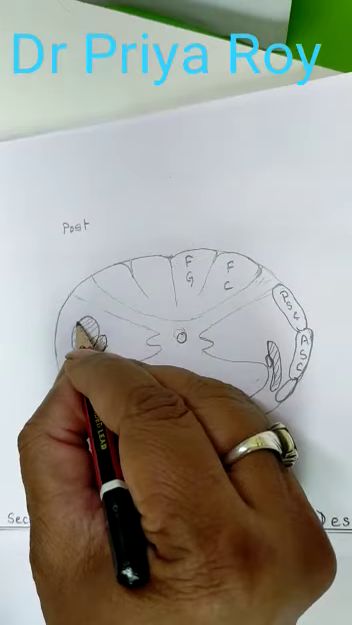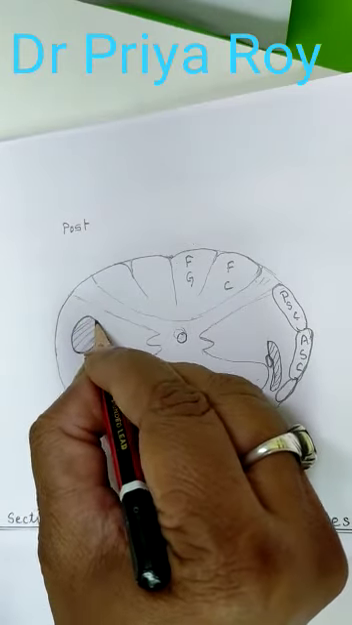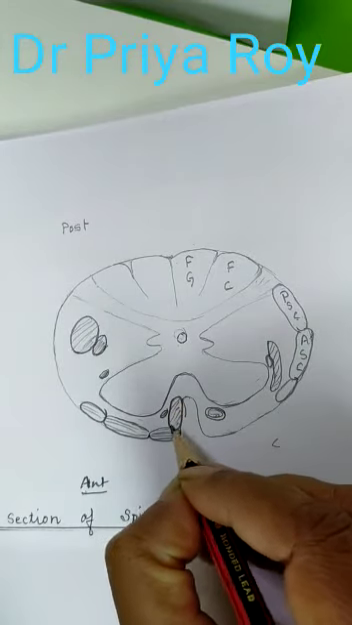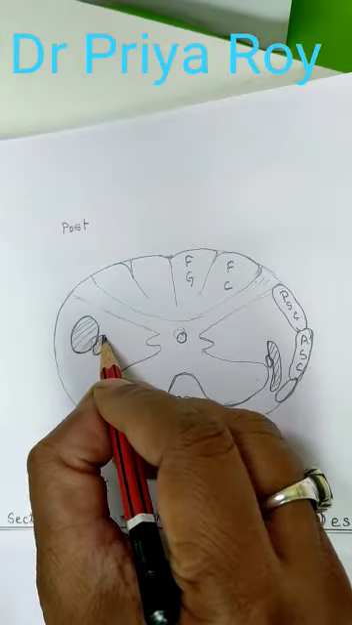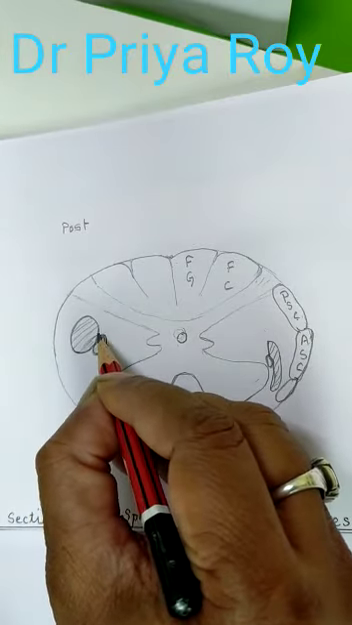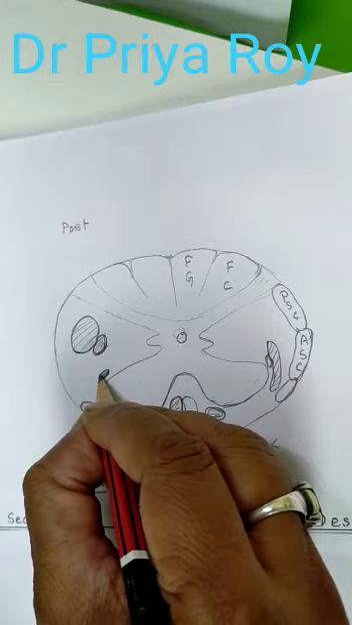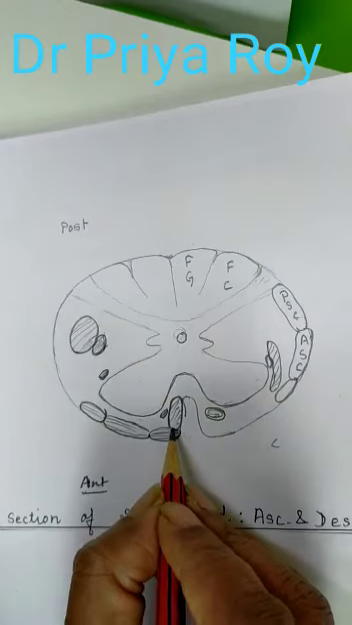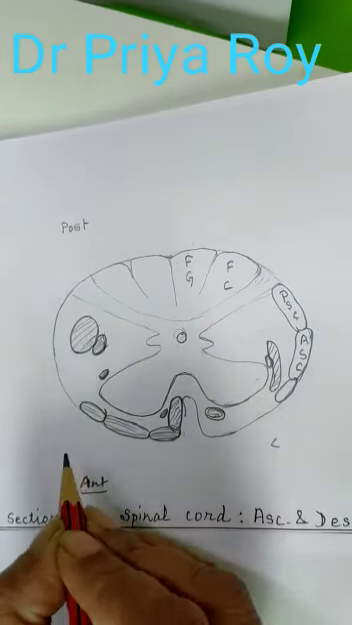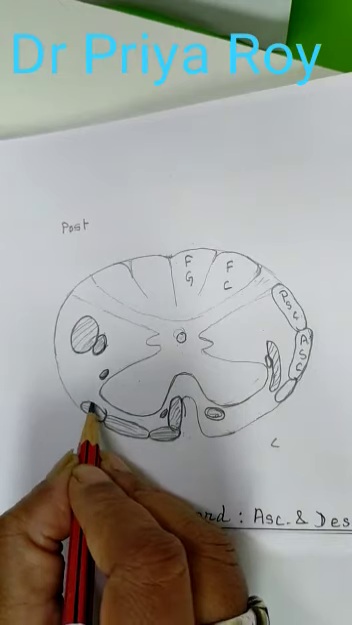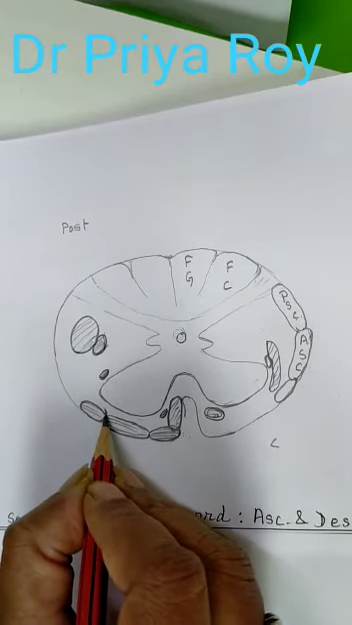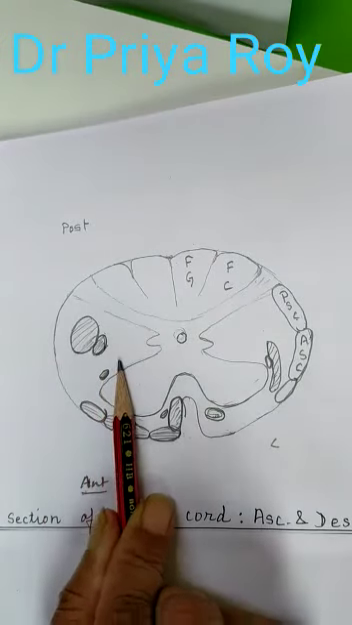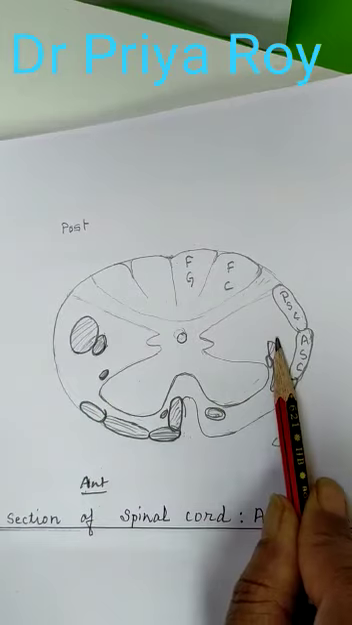In the pyramidal, this one is the lateral corticospinal. Then draw the anterior corticospinal. These are the pyramidal. In the extrapyramidal, this is the rubrospinal, then the medial reticulospinal and lateral reticulospinal. Then this one is the tectospinal, this one is the olivospinal, and this one is the vestibulospinal tract. This side is the descending tract and this side is the ascending tract.